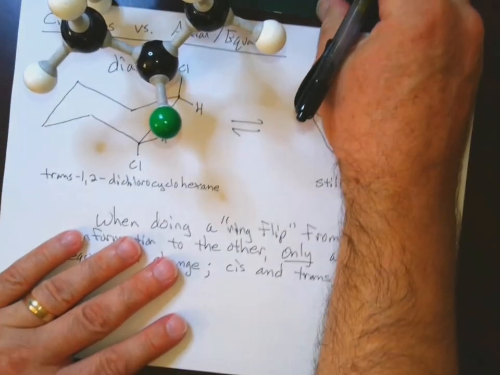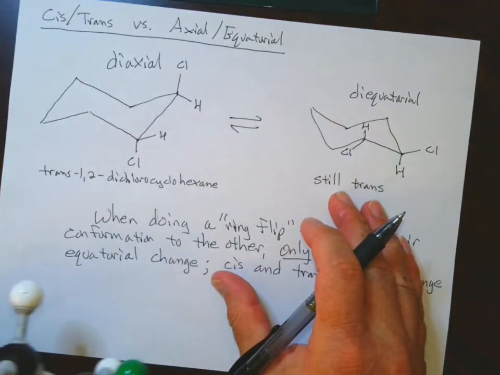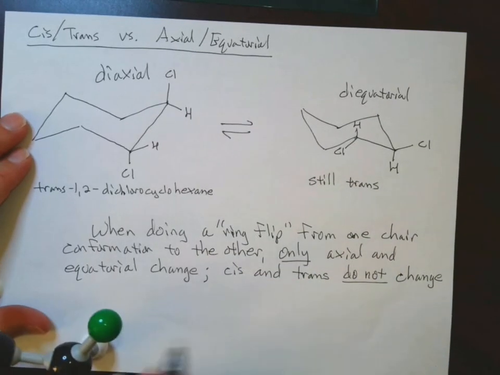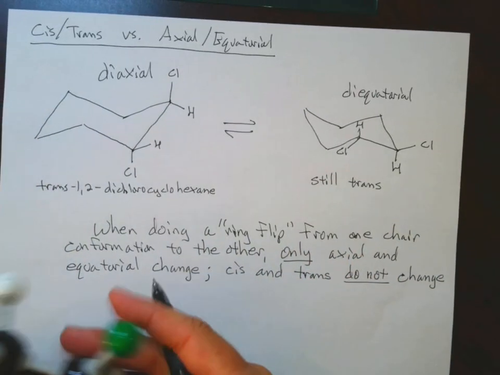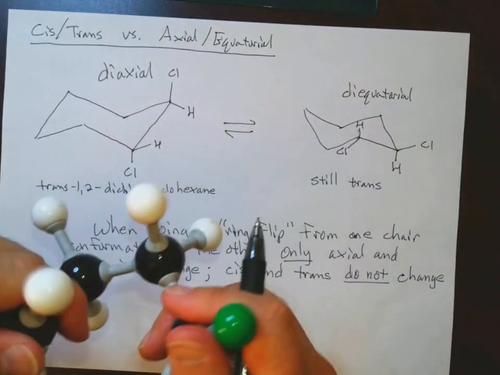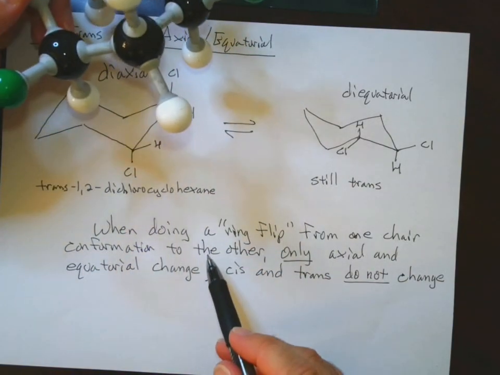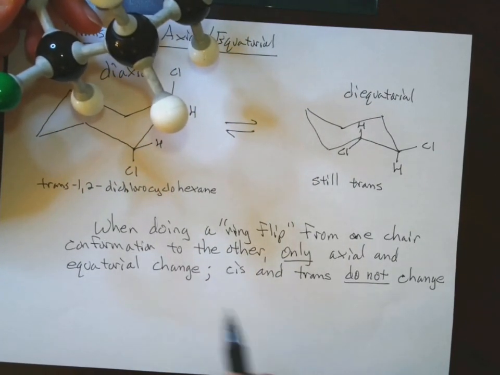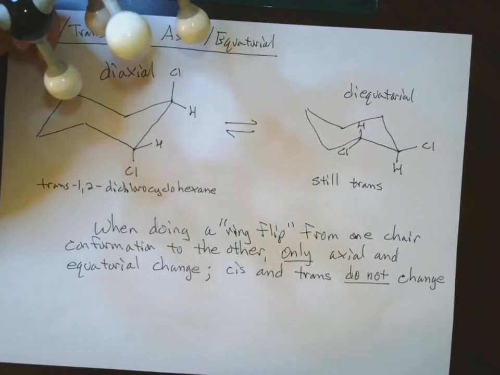Oh, sorry, let me put that back in the field of view here. So just to summarize then, when doing a ring flip, that's what I call it when you go from one chair to the other, we're not actually flipping the ring over, but we're doing a conformational change. When doing this ring flip from one chair conformation to the other, only the axial and equatorial change. Cis and trans do not change. So that's important to remember.